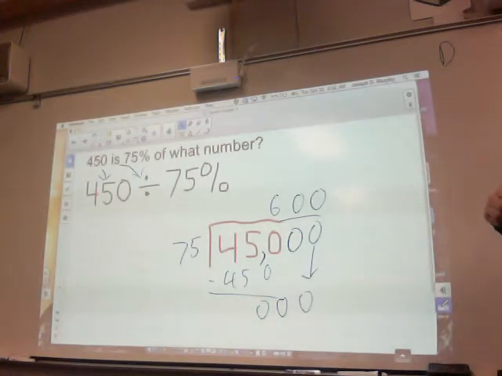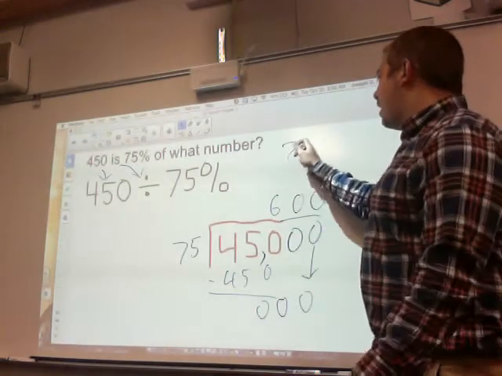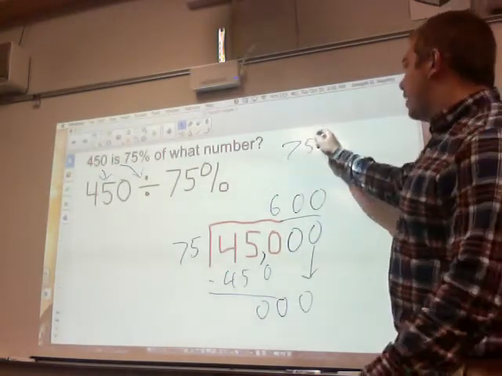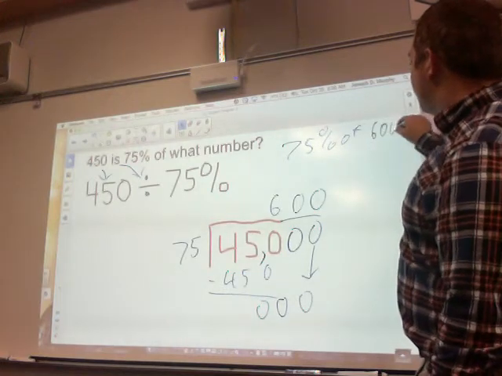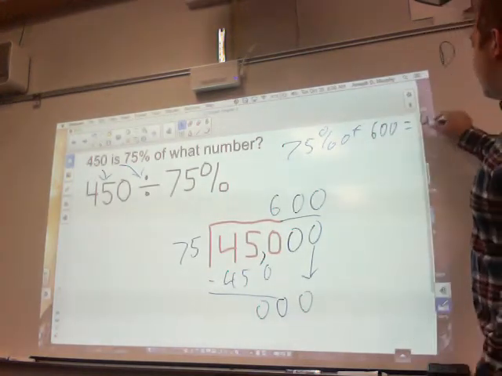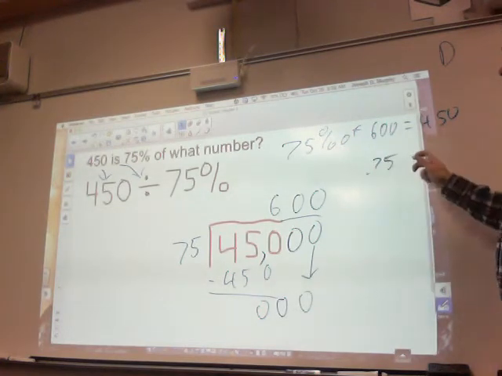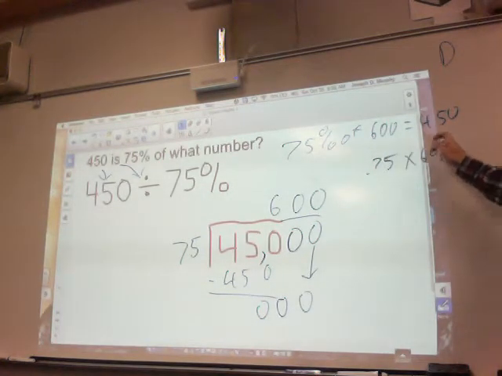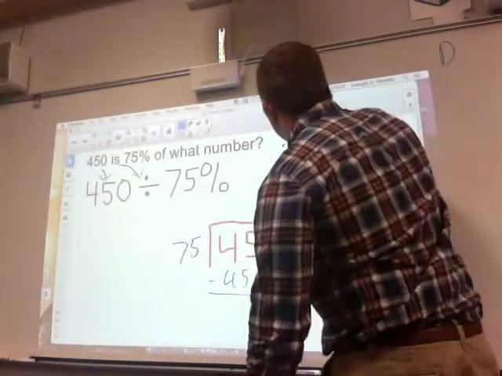All right? So if you think about it backwards, like the lesson from before, 75% of 600 will equal 450. And you would do 0.75 times 600, because of means times, and that would equal 450. All right, so last lesson and this lesson go hand in hand. They're just the reverse of each other.